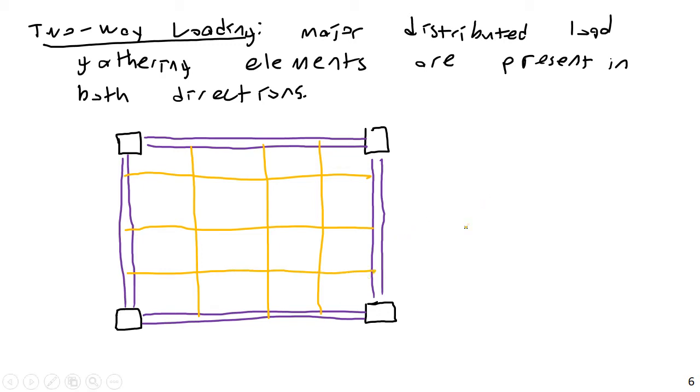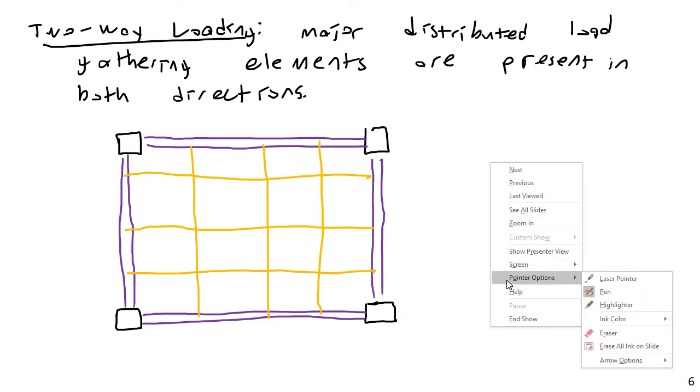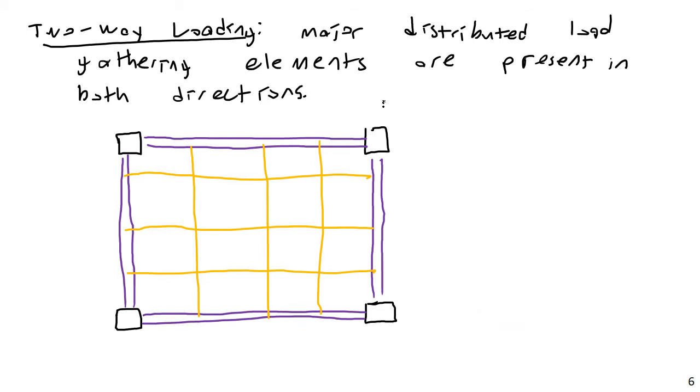So how does load get divided if I have beams running in two different directions, so I basically have a grid-type pattern here? Well, oftentimes two-way loading is also sometimes referred to as trapezoidal loading, or trapezoidal area loading. That's another term for this. And the reason for this, again, is that it's going to come down to sending load to the closest location.